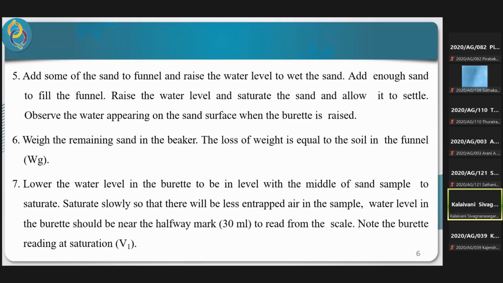Through the burette reading you can get the volume, and you can measure the height. From the height you can get the matric suction of that soil. So did you understand that one? You just have to move up and down to saturate the soil.